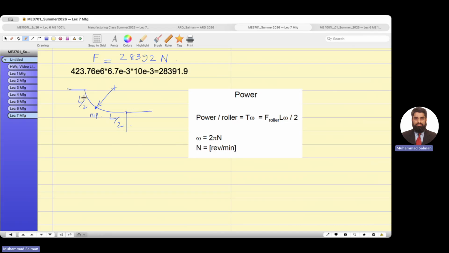And then it brings the metal inside and then the stress. This is the situation here. So now look over here. Torque equals force times L by 2. And then omega. You see, this is the torque.